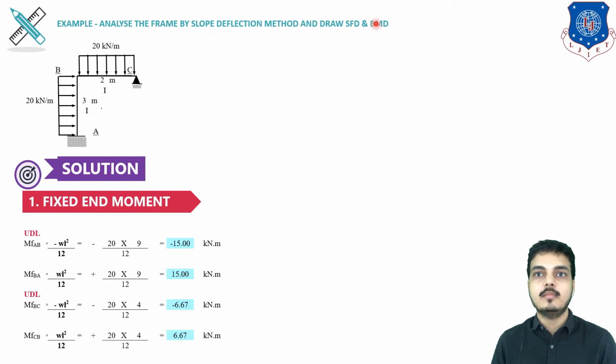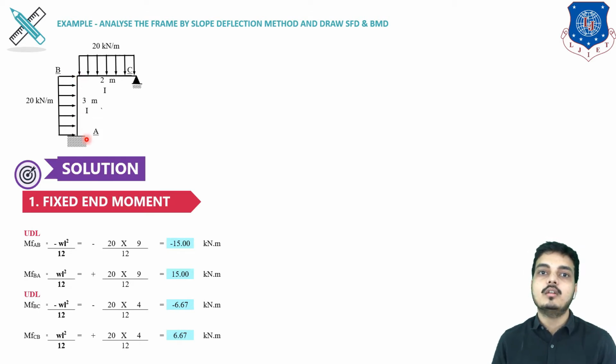Example: analyze the frame by slope deflection method and draw shear force diagram and bending moment diagram. Now here you are seeing a frame, and this is not a complete frame of two columns and one beam, but this is a frame. In this frame, A support is a fixed support, C support is a simple support. And what about point B? In a frame, wherever the junction of beam and column is, that has to be taken as a simple or pin joint. So B support is a simple support.